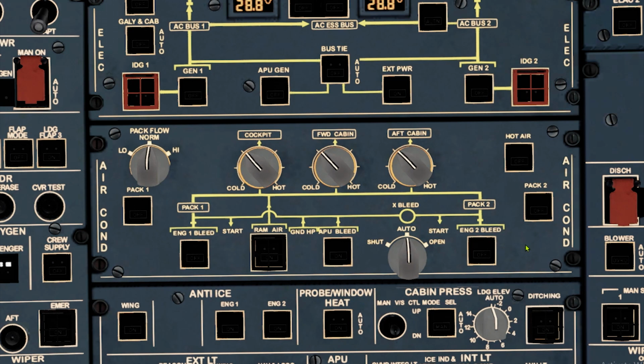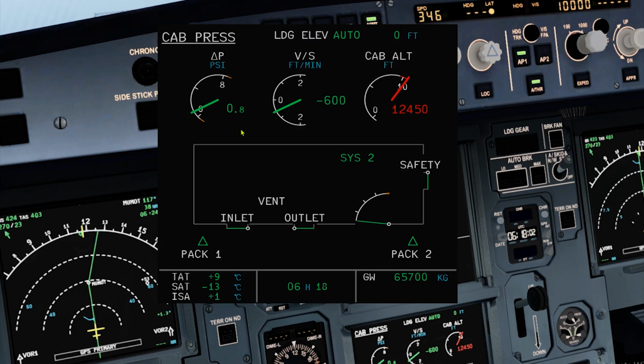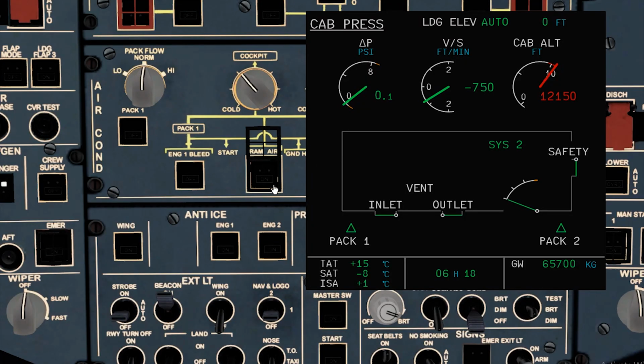Pack 1 on, pack 2 on, engine 1 bleed on, engine 2 bleed on. And if it is not your day and no engine bleed is recovered, engine 1 bleed off and engine 2 bleed off. Maximum level is flight level 100, wing anti-ice is not available, and when cabin pressure delta P is less than 1 psi, ram air on.